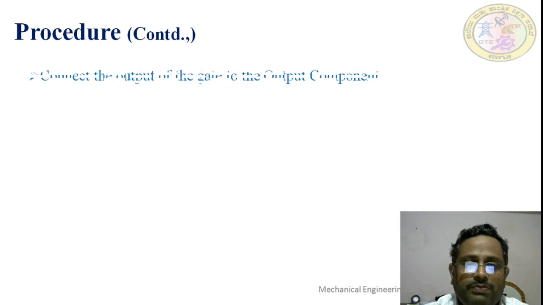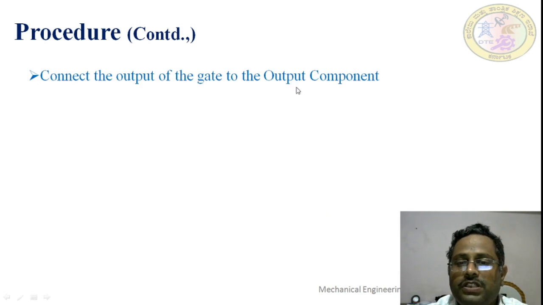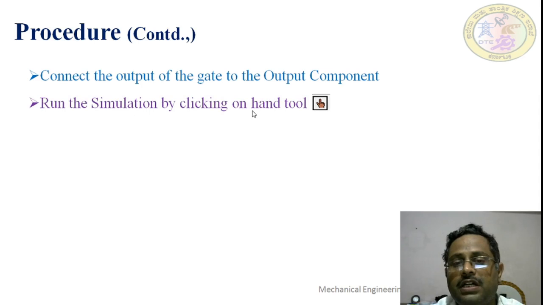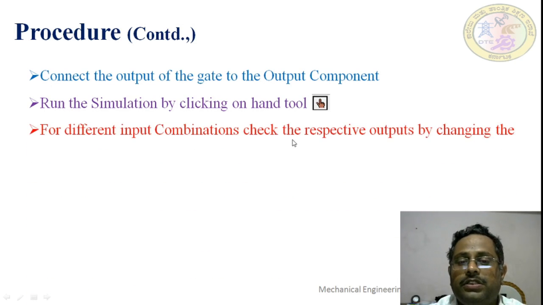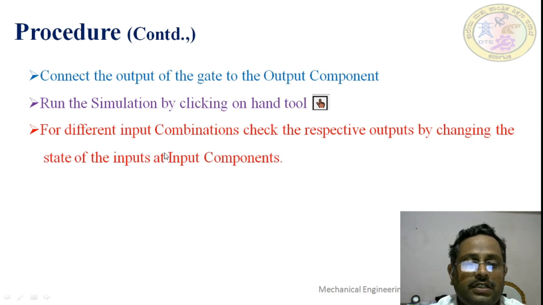Next step is to connect the output of the gate to the output component and the input of the gate to the input component. Next, run the simulation by clicking on the poke tool in the toolbar. By clicking on it, we can change the input combination of the gate and record the outputs by changing the state of the input at the input components. For that, we choose the poke tool which is available on the toolbar, that is the hand symbol.